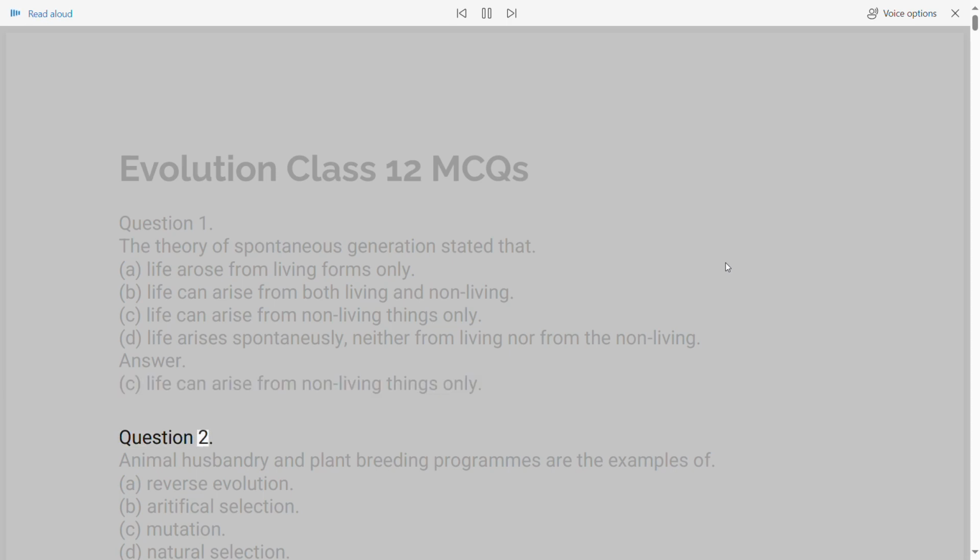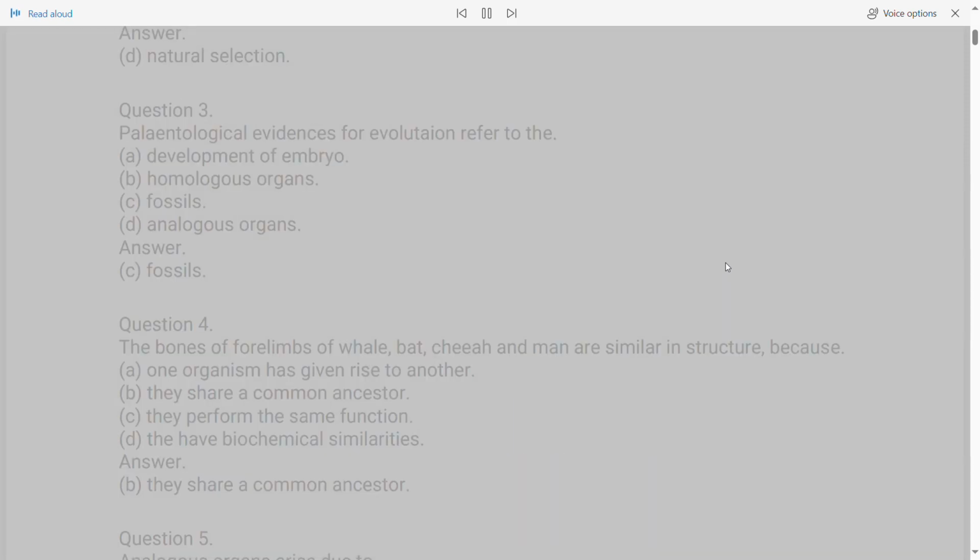Question 2. Animal husbandry and plant breeding programs are the examples of A. Reverse evolution. B. Artificial selection. C. Mutation. D. Natural selection. Answer. D. Natural selection. Question 3. Paleontological evidences for evolution refer to the A. Development of embryo. B. Homologous organs. C. Fossils. D. Analogous organs. Answer. C. Fossils.